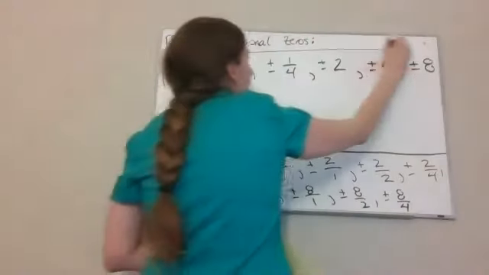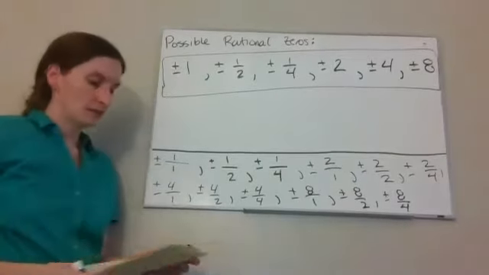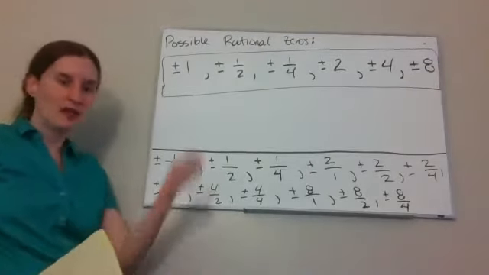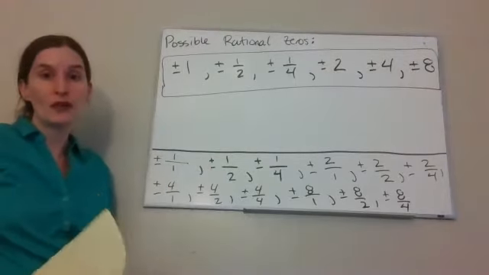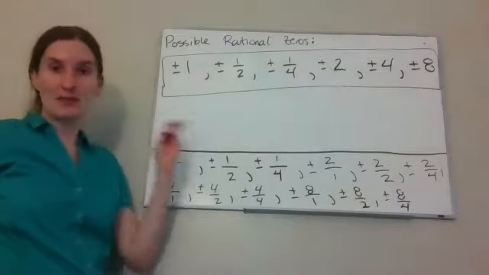So here are all of my possible rational zeros. So if you were told to find all the zeros of that polynomial, these are some of the numbers you could try first, because if there's going to be a rational zero, it's going to be in this list.